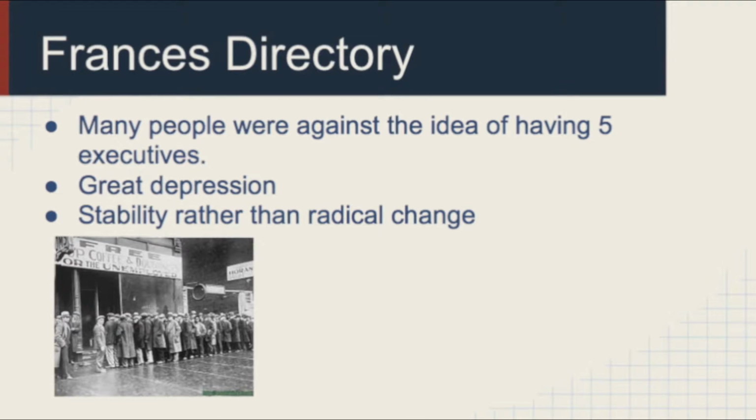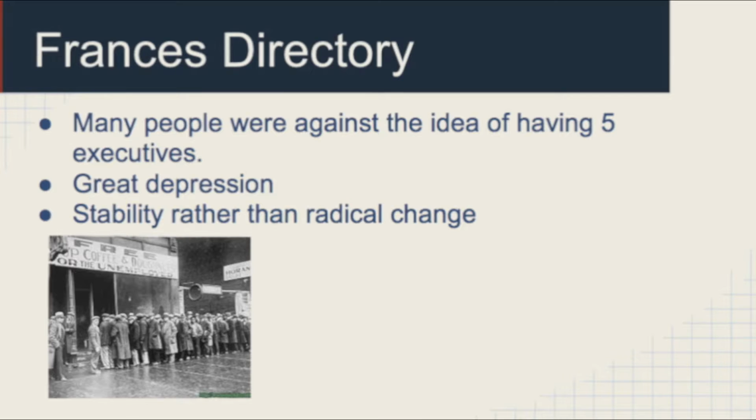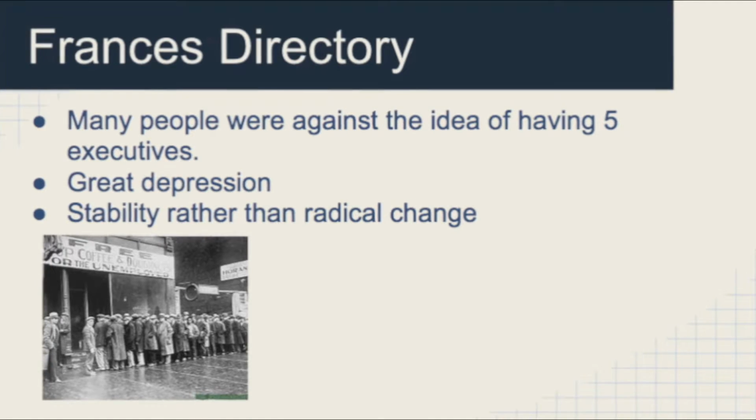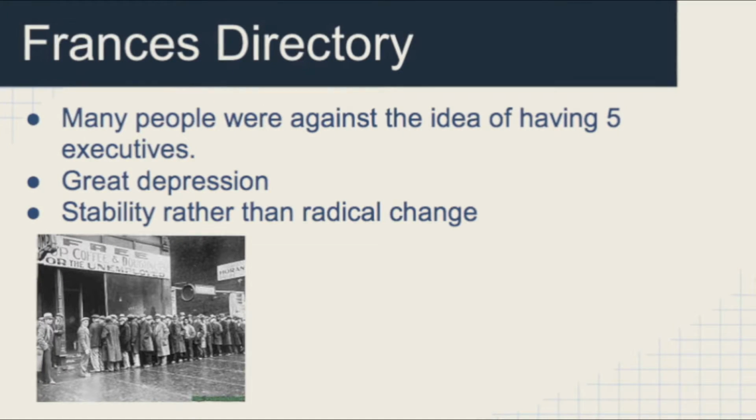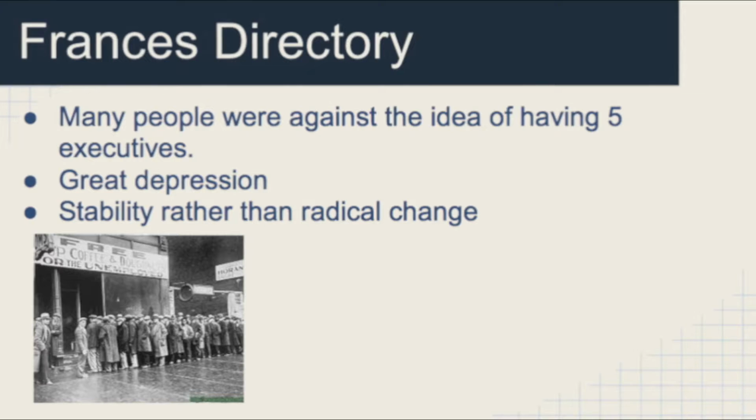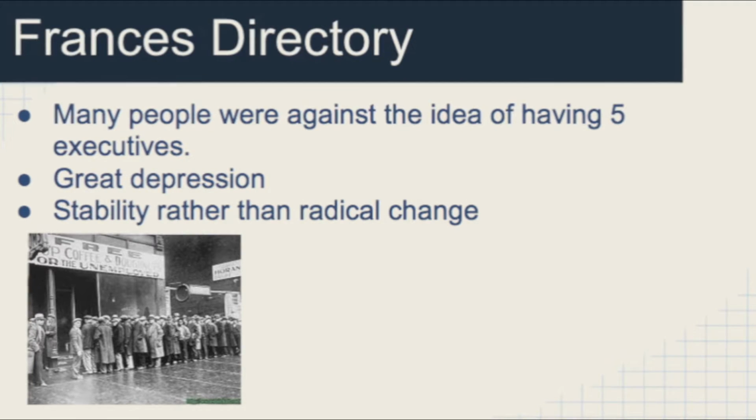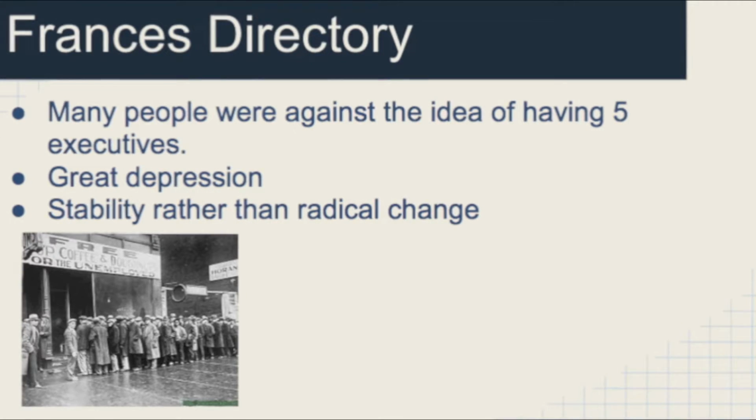In the French Directory, many people were against the idea of having 5 executives. During this time, there was a Great Depression, war was going on, and a lot of the crops were being burned down. As a result, the country was in debt. This idea focused on stability rather than radical change and showed little interest in reform, and this choice was very limited in how it could help improve the government.